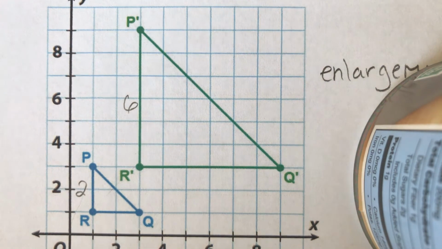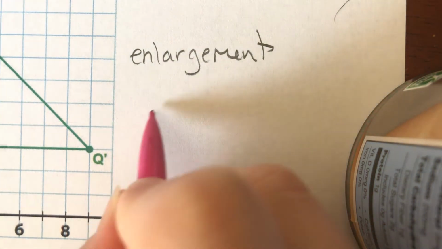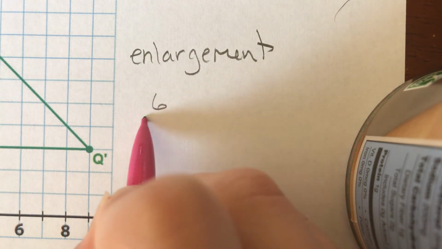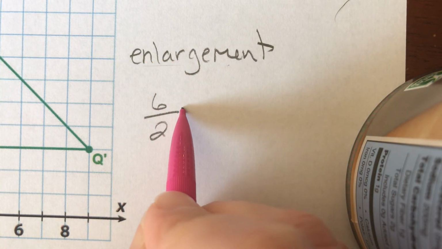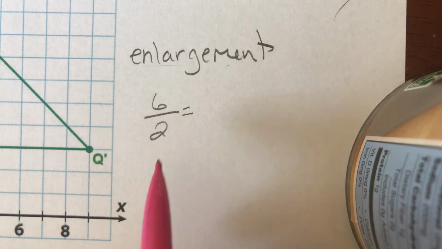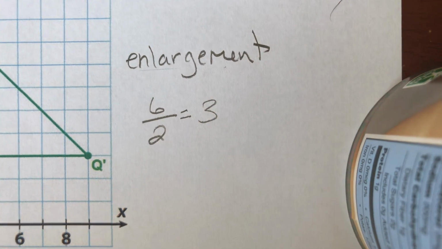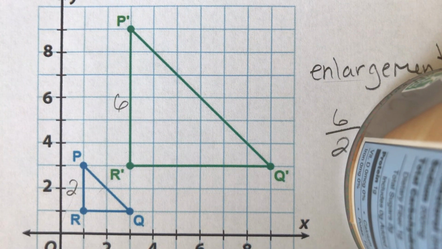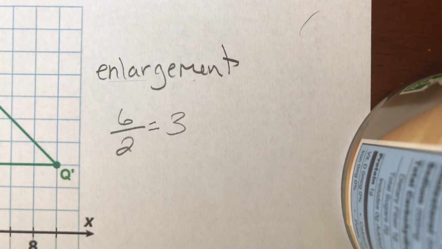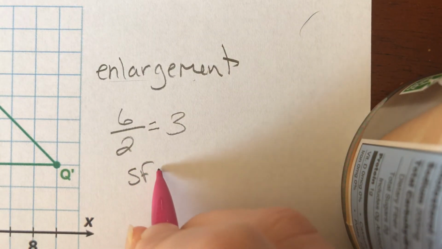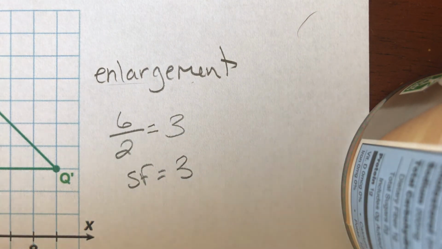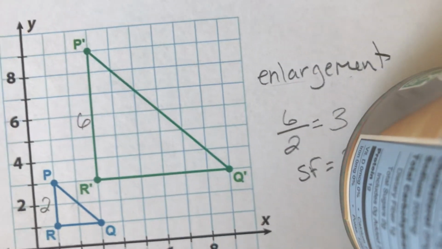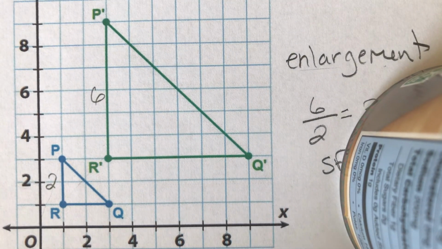So again, image on top, so 6 over 2. We know this is an enlargement, so we don't want a number less than 1. 6 divided by 2 is 3. So this green triangle is 3 times the size of the blue triangle. So the scale factor here is 3. And if you compared your coordinates, you guys can try that out on your own, you'll see that they all should equal out to 3.